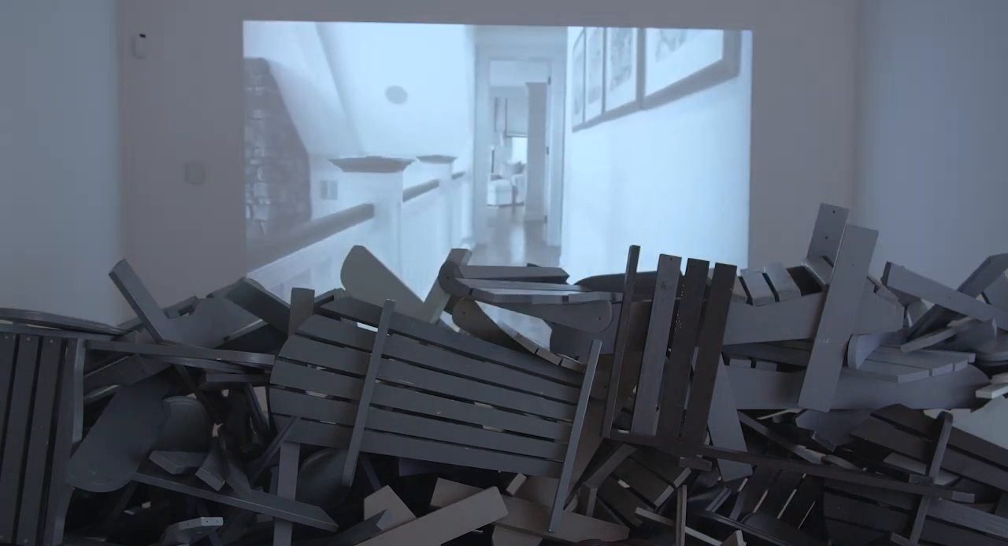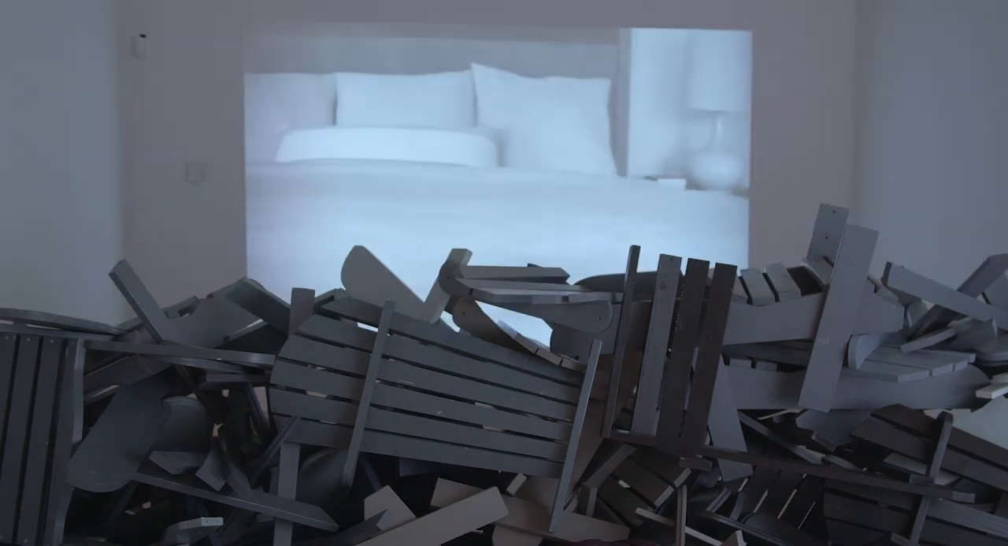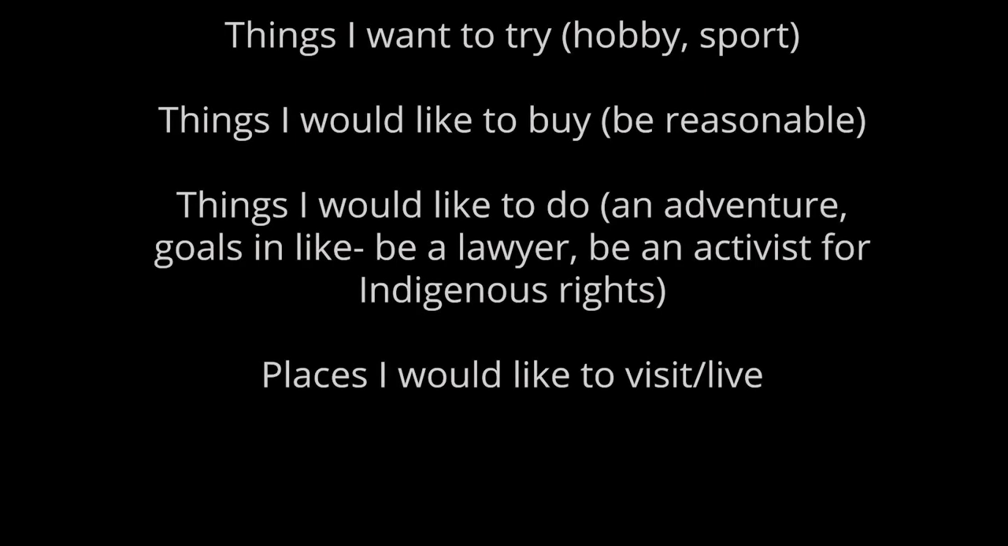I'll tell you what, I wrote down a list of things I would love to do in my lifetime. Have you? Let's try this together. Each student, grab a piece of paper and a pencil. Divide your page into four sections. And then add things you want to try, like a hobby or a sport, things you want to buy, but be reasonable, things you'd like to do in life, goals and adventures, and places you would like to visit or live. Write down some ideas of things that interest you.